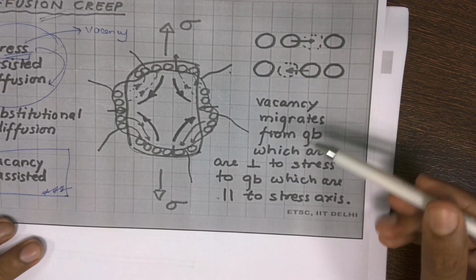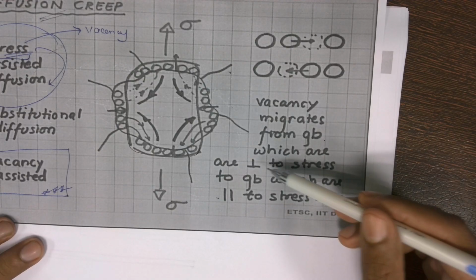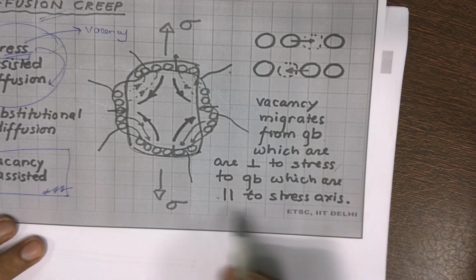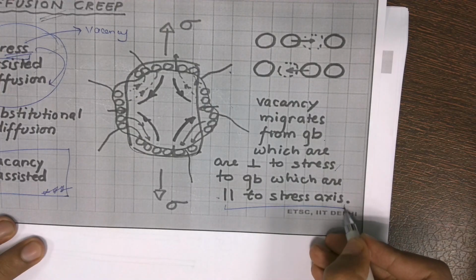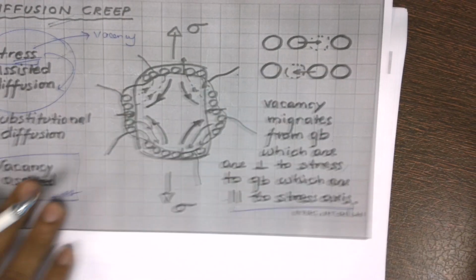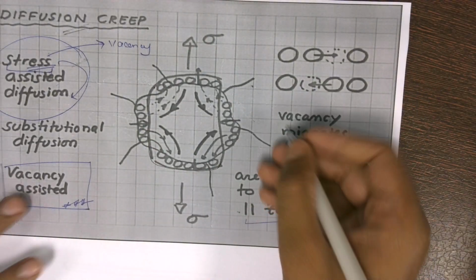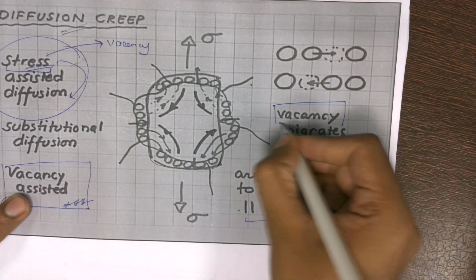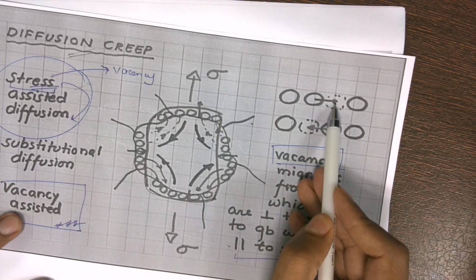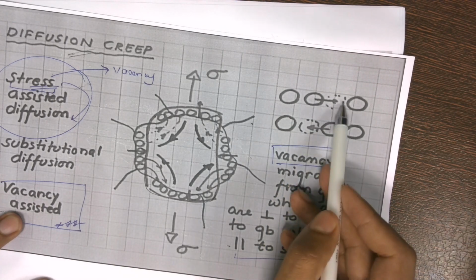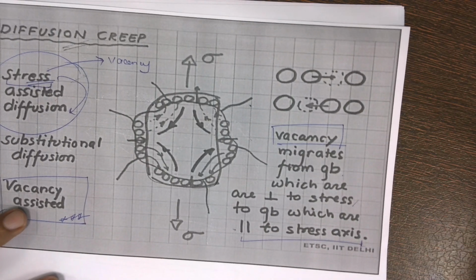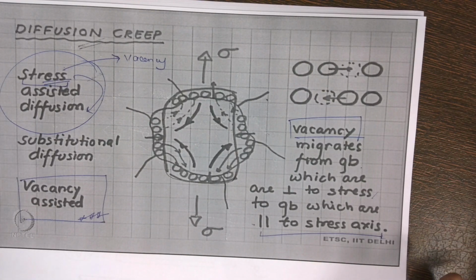So here we say that vacancy migrate from the grain boundary, which are perpendicular to the stress axis, to the grain boundary, which are parallel to the stress axis. So what I talked about is the atom. What professor has noted down here is from the perspective of the vacancy. Obviously, if the atom is moving in this direction, then the vacancy is moving in the opposite direction, right? So this is about the diffusion creep.